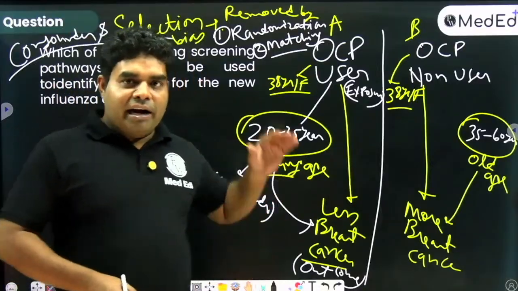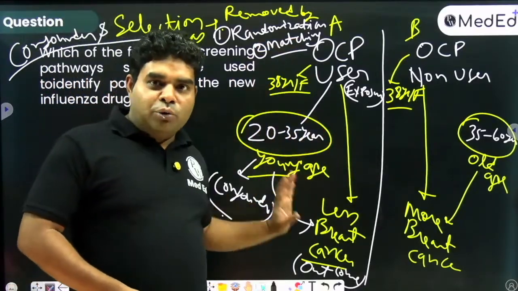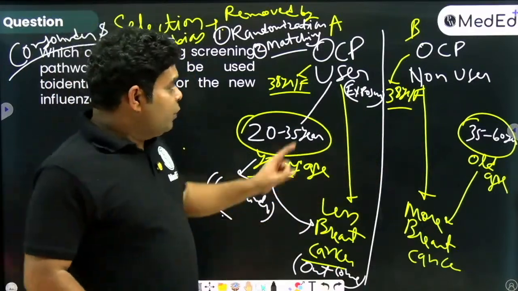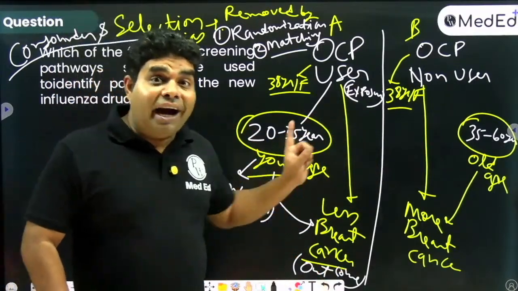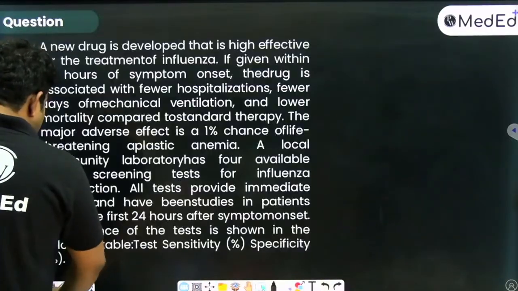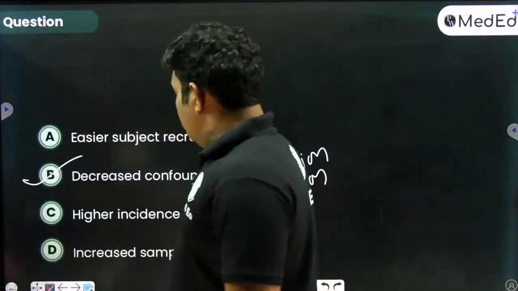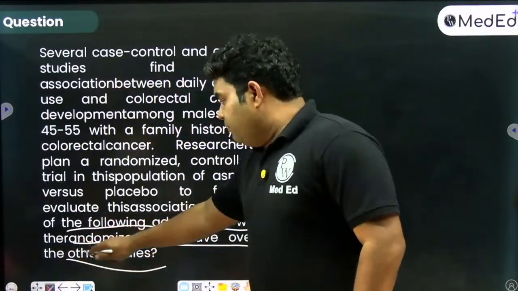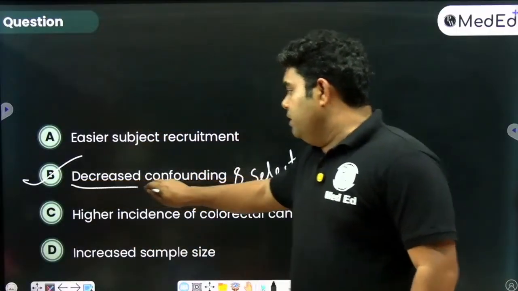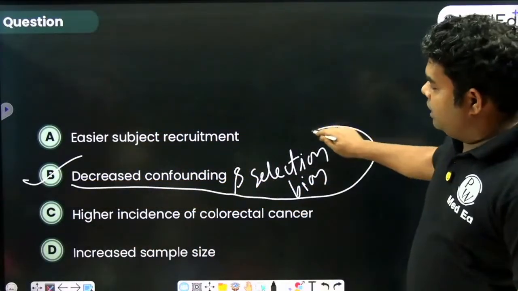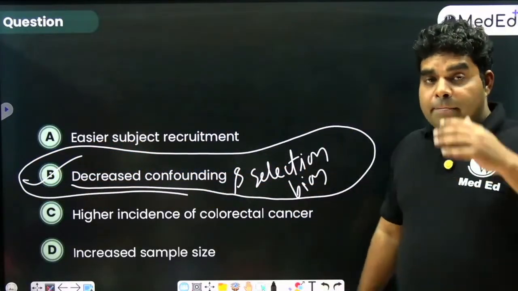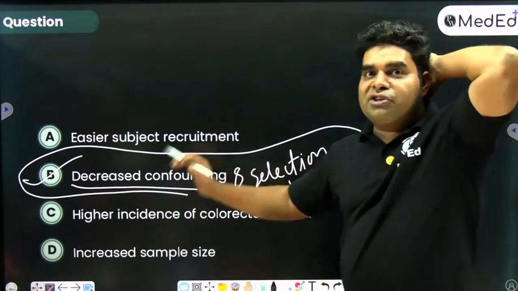I hope it is clear that randomization and matching remove confounder, and they also remove selection bias. And I hope you will remember, confounder is related to both exposure and outcome, and confounder is unequal in the two groups. It is never equal. Okay. So this was the question, that if I do randomization in RCT, what will be the effect? Randomization will decrease confounding and it will also decrease selection bias. So that is why RCT is better than cohort, because RCT has no confounder, no selection bias.